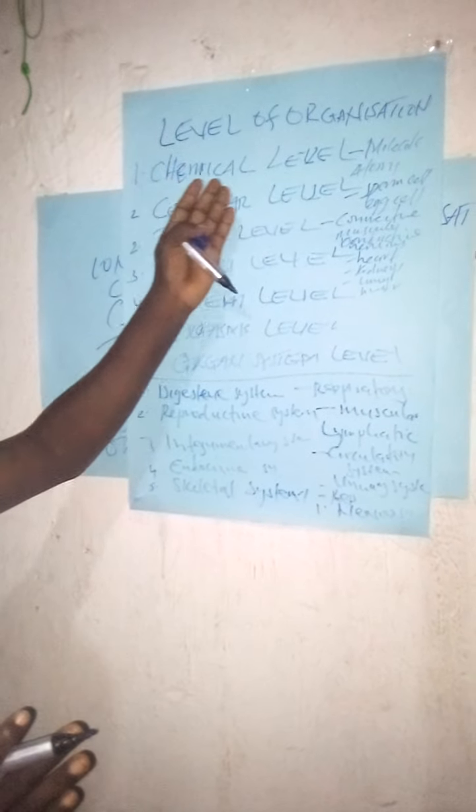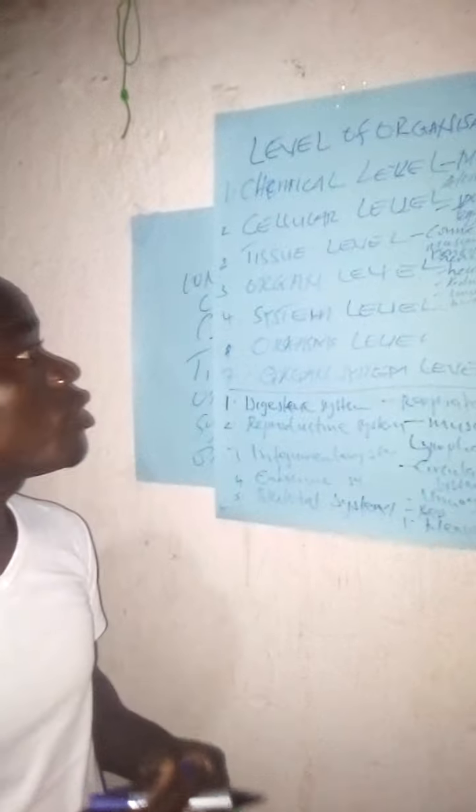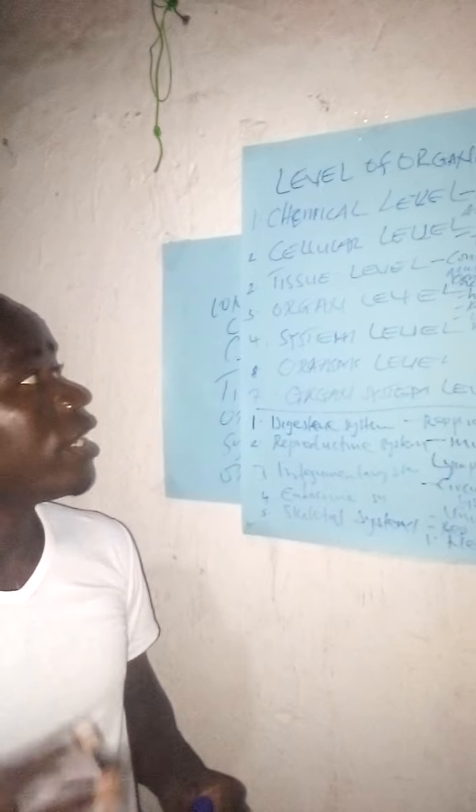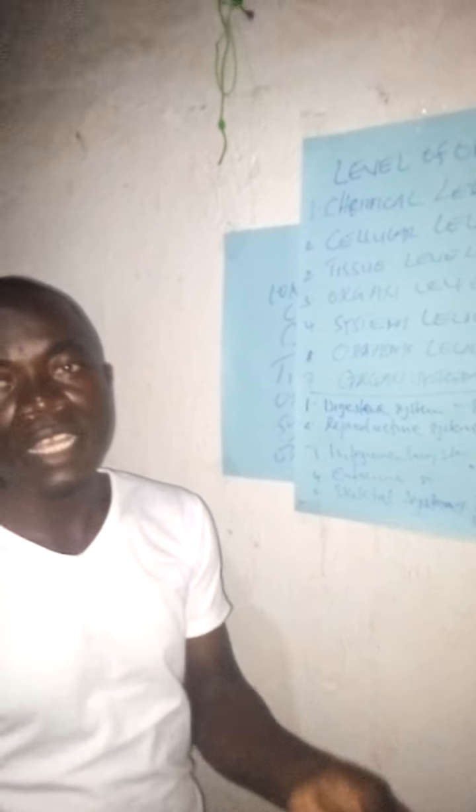Under the levels of organization, we talk about the chemical level, wherein there is the formation of molecules and atoms, for instance, hydrogen and oxygen. Then we have the cellular level, where there is the formation of cells from the chemicals. Examples are the sperm cell and the egg cell.